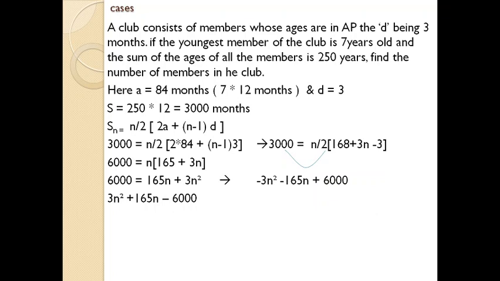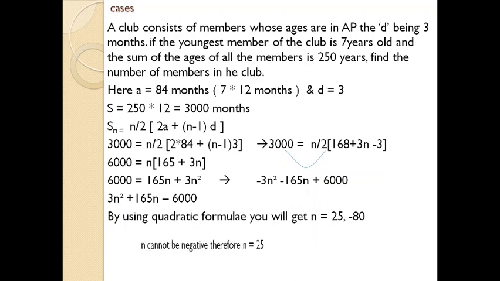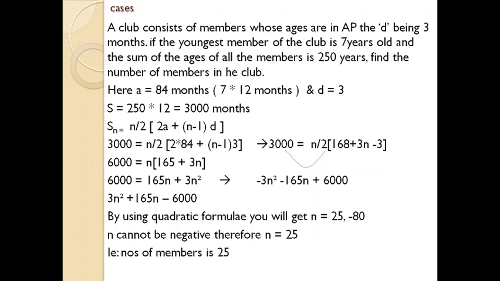By using the quadratic equation, you will get the values 25 and minus 80. And in the next step, you all know which number has to be selected. N cannot be negative, therefore N is 25. Total number of members is 25.